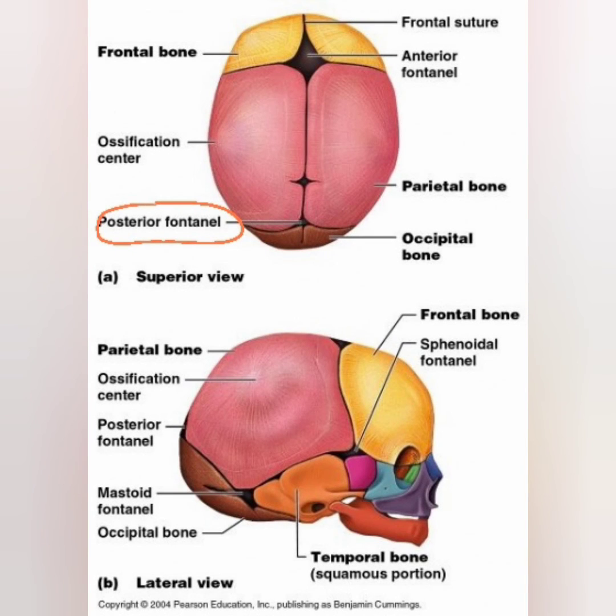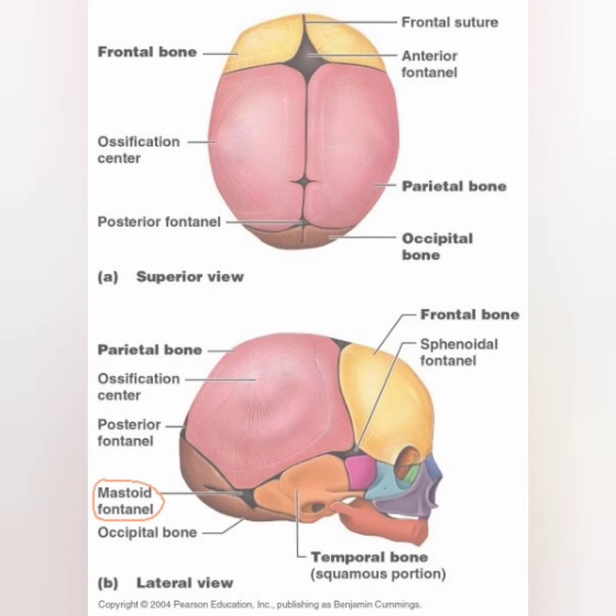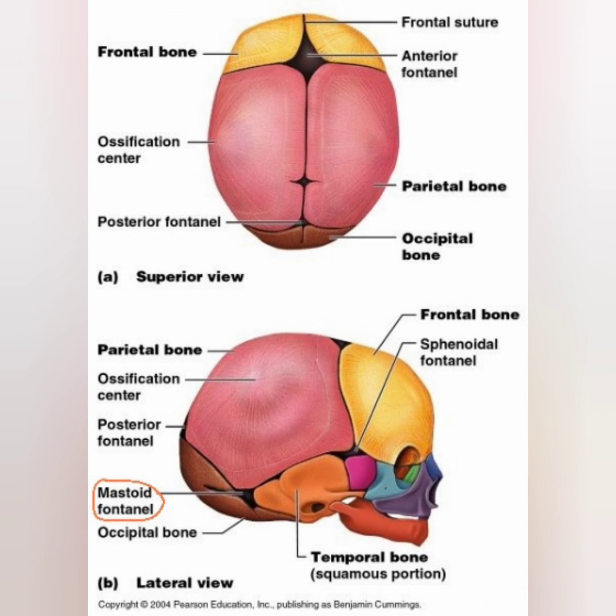This is the posterior fontanelle between the occipital and 2 parietal bones, which corresponds to the lambda after its closure. Here we see the sphenoid fontanelle between the sphenoid and parietal bones. And finally we have the mastoid fontanelle between the temporal, occipital and parietal bones, which is the future asterion.